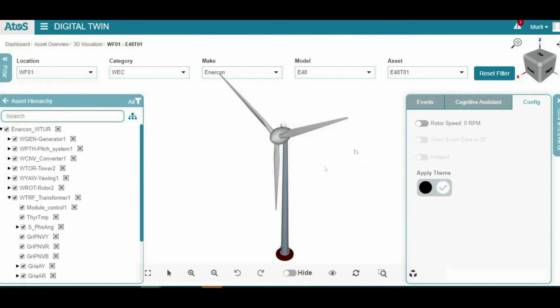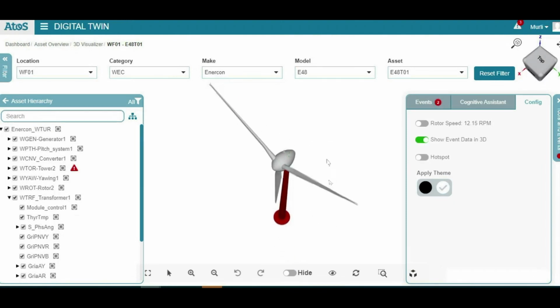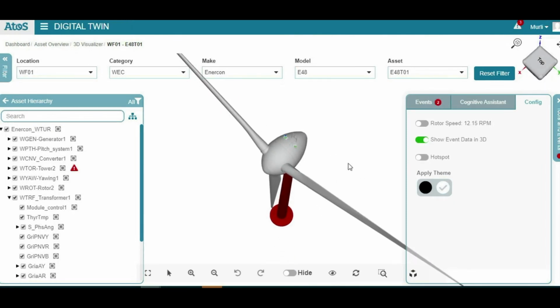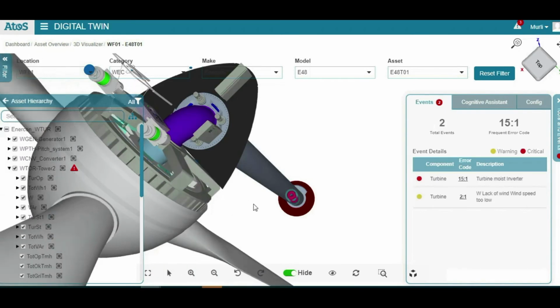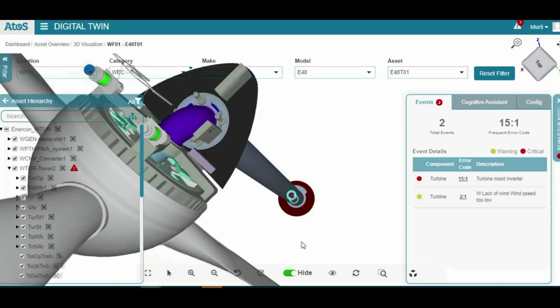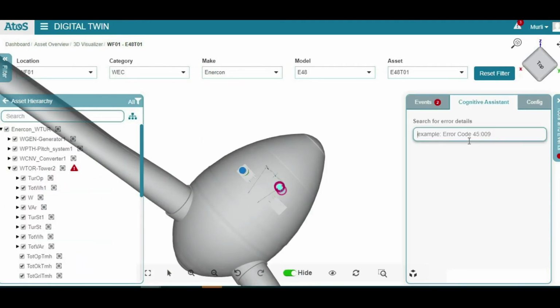The 3D visualization app provides a realistic view of field assets, including critical hotspots. This visualization provides field engineers an intuitive user experience to identify and analyze potential issues prior to service actions. This drastically reduces the mean time to repair.